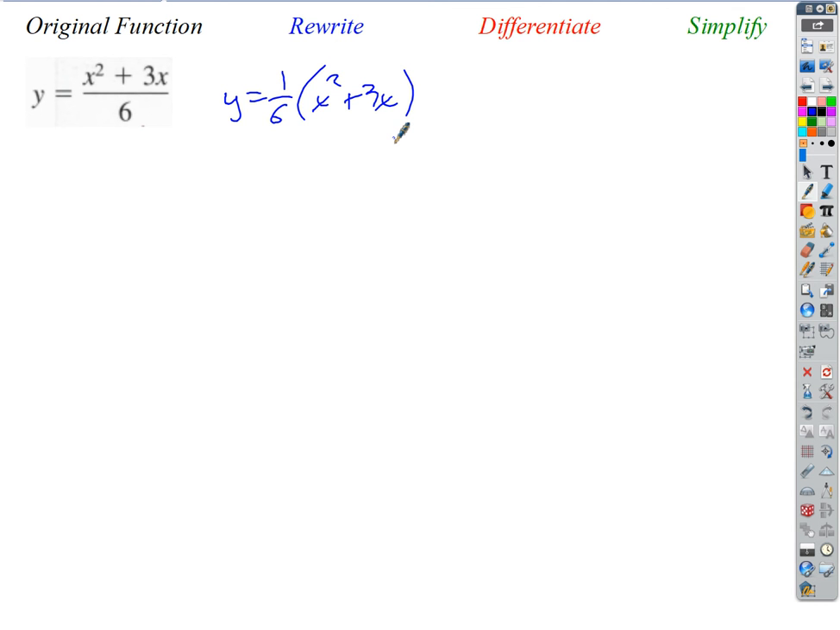Now what's my derivative? I've got my 1/6 out front that I'll leave there. What's the derivative of x squared? 2x. Derivative of 3x? To simplify that, I'm just distributing the 1/6 and getting x over 3 plus 1/2, right? Much easier. You want to pre-write that.